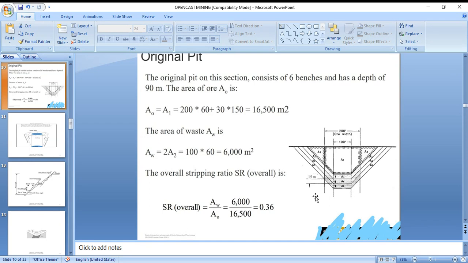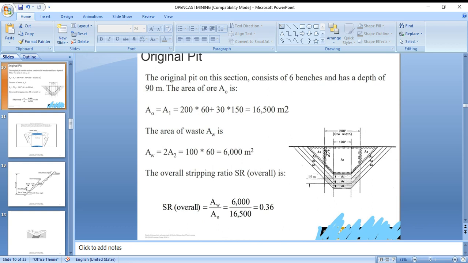Here we observe that there are A0, A1, A2, the major areas and locations. This is A2, this is A2, this is A1, right? Similarly, there are stages. There are six stages, six benches: one, two, three, four. For example, this shows the six. The overall depth is 90 meters, as shown here. The ore width is almost 100 meters, as given here.